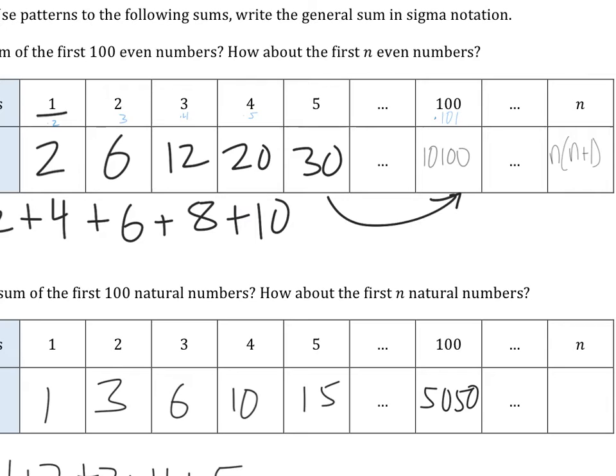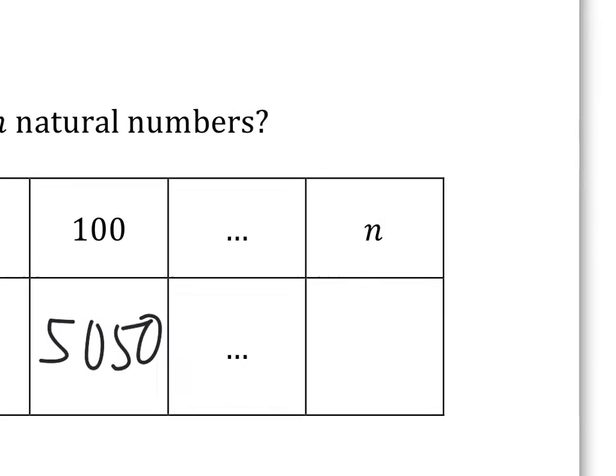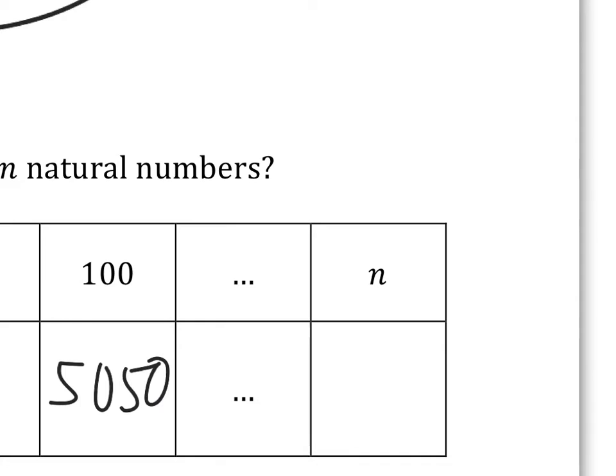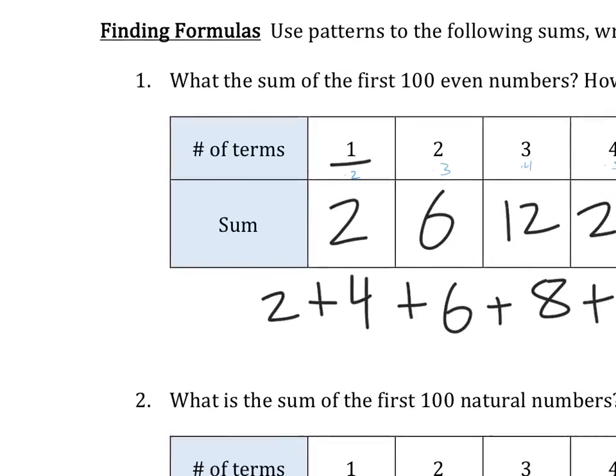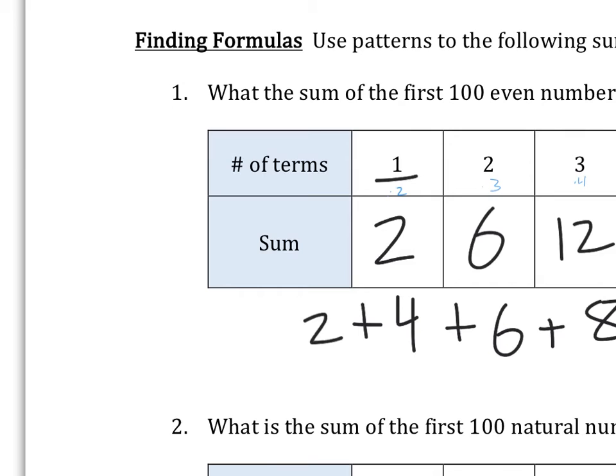All right, so 5,050. So what's going on? Well, we're taking these numbers and we're cutting them in half. Okay, so if I take what we have up top, that's n times n plus 1, and we're going to divide that by 2. So n times n plus 1, and we're dividing that by 2. Okay? These numbers show up all the time, okay? So we got some special names for these. These guys right here, these are called oblong numbers, or sometimes we call them rectangular numbers, okay?